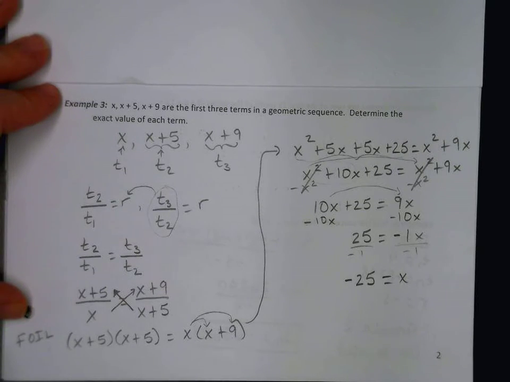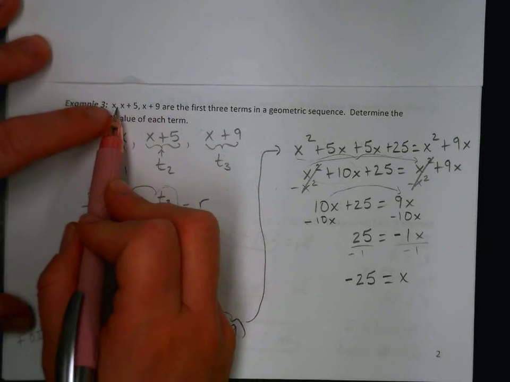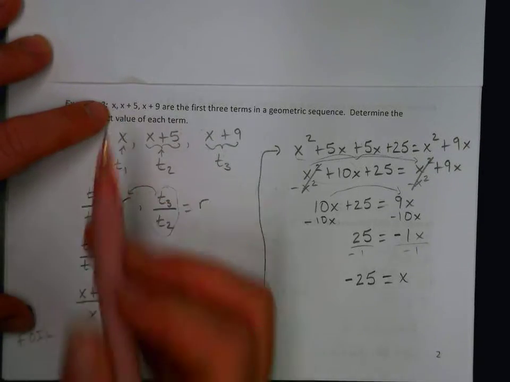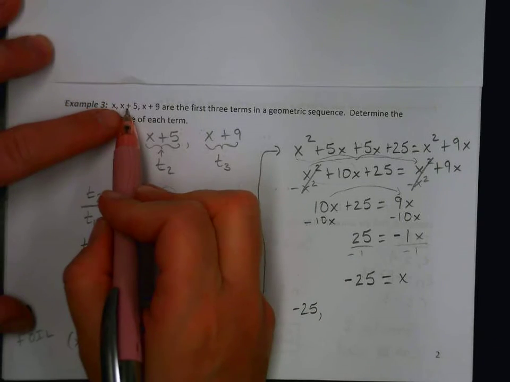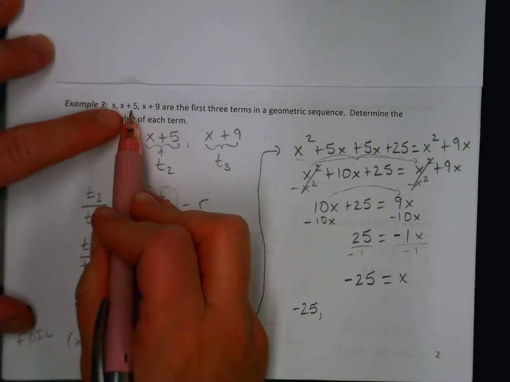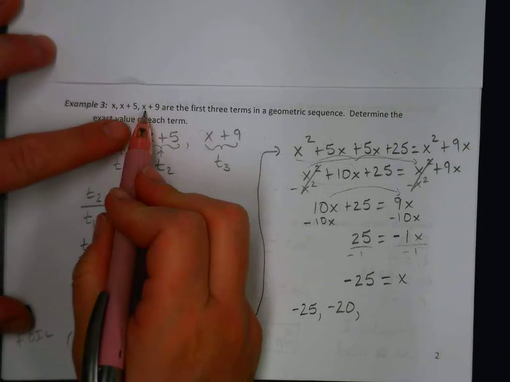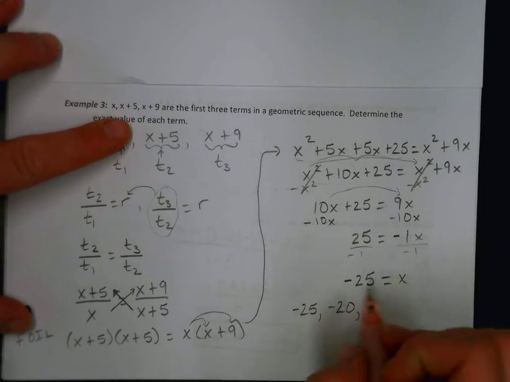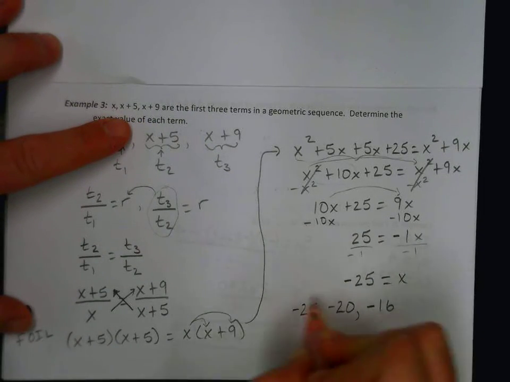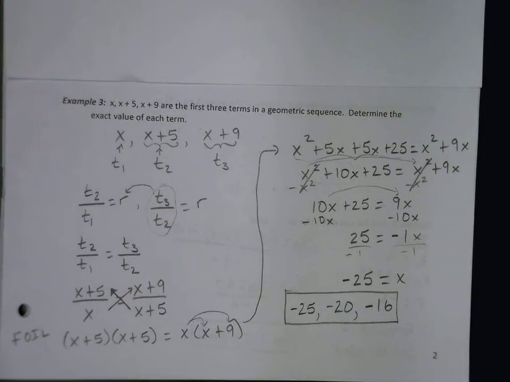Okay. So determine the exact value of each term. Let's go back to these expressions. My first term of the sequence would be x, which is negative 25. My second term of the sequence, I want to add 5 to that, so it would be negative 20. And my third term, I'd want to add 9 to that, which would be negative 16. So my first three terms of this geometric sequence would be negative 25, negative 20, and negative 16.